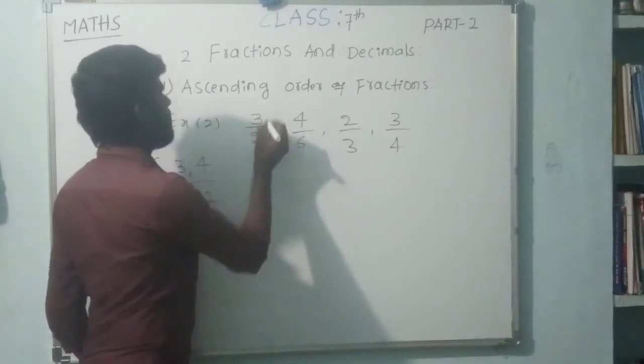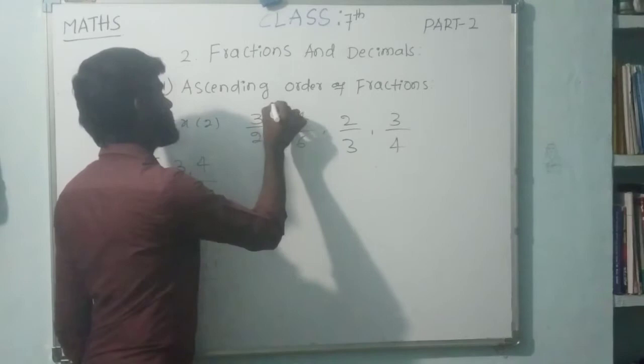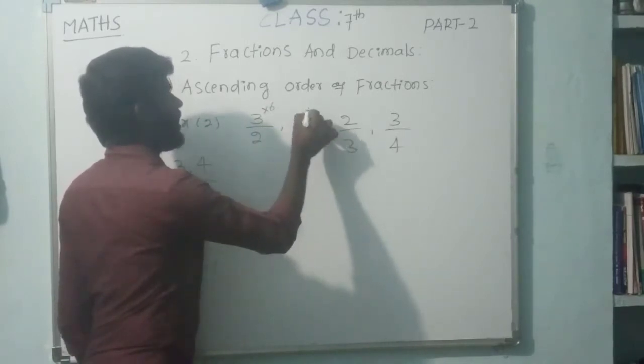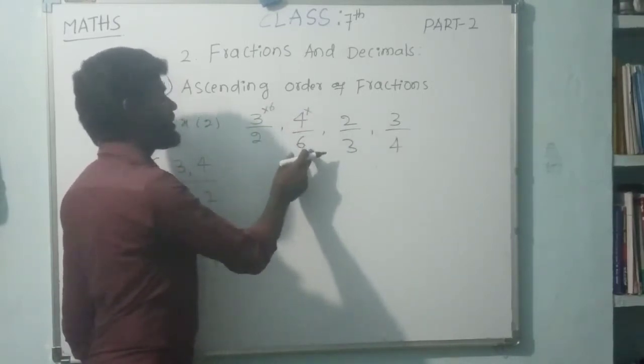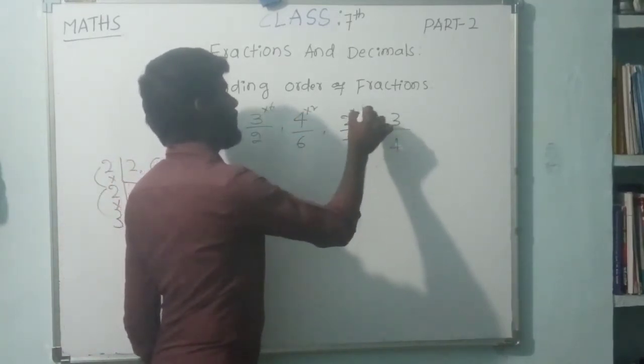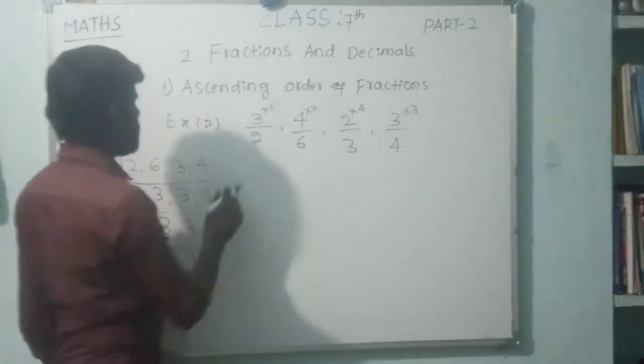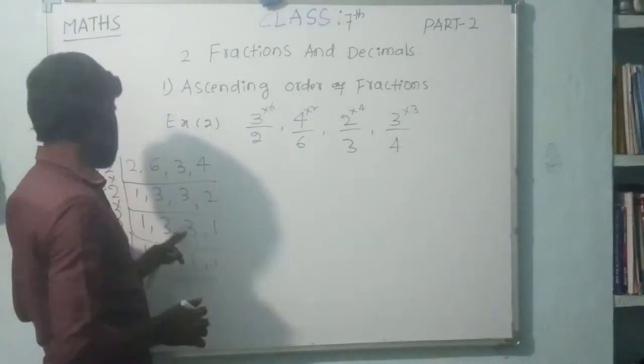I will multiply the given denominators. To get 12 from 6, I multiply by 2. Here 3 is there now, I want to multiply by 4. Here 4 is there now, I want to multiply by 3. Dear children, you know that the LCM is 12.